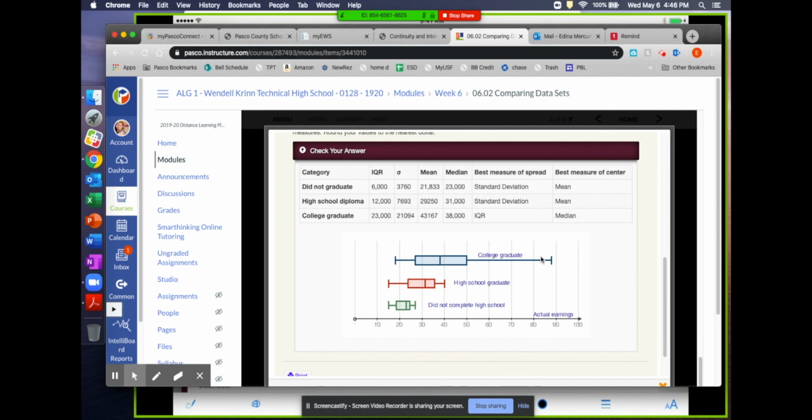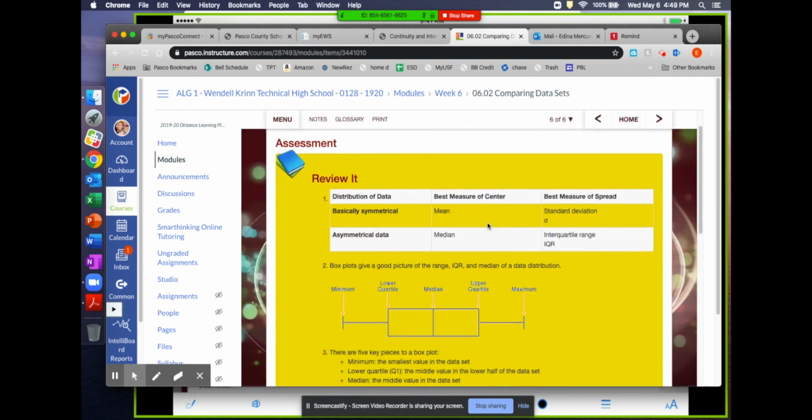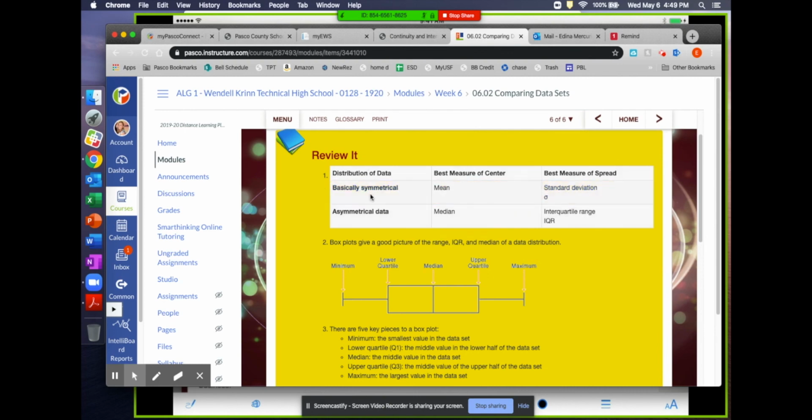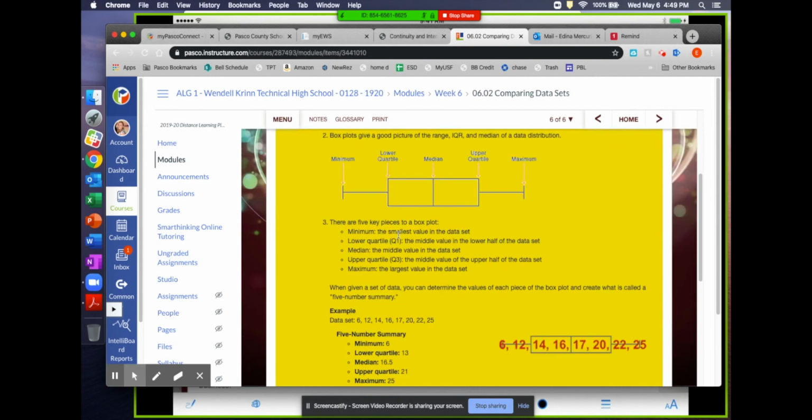So for college graduate, I would go with median and the IQR, and then for the other two I would go with standard deviation. And for the sake of this video not being a million years long, I'm not going to go through the activities. Those are pretty self-explanatory when you look through them, but whenever your data is basically symmetrical, you want to use standard deviation and mean. If it's asymmetrical and you have an outlier, you want to use median and your IQR. Just remember that fact, how to do your 5-number summary.